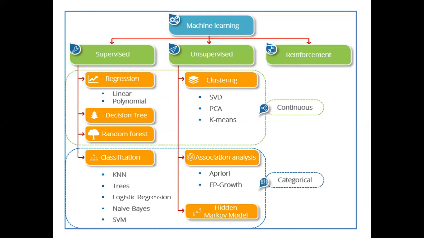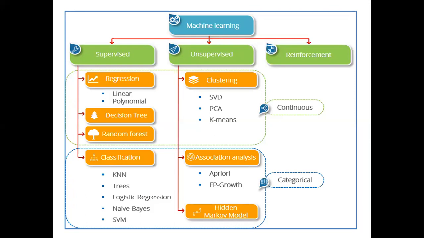Types of machine learning. We have supervised, unsupervised, and reinforcement machine learning. Out of them, on the left side, under supervised, we have regression, decision tree, random forest, classification, and different other techniques and algorithms. Out of that, we'll be discussing today the decision tree, a tree which helps you to take a decision.